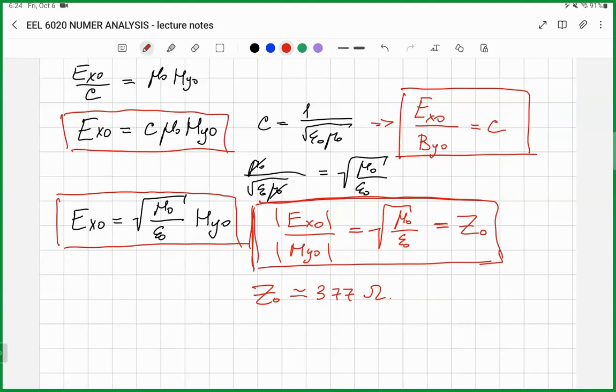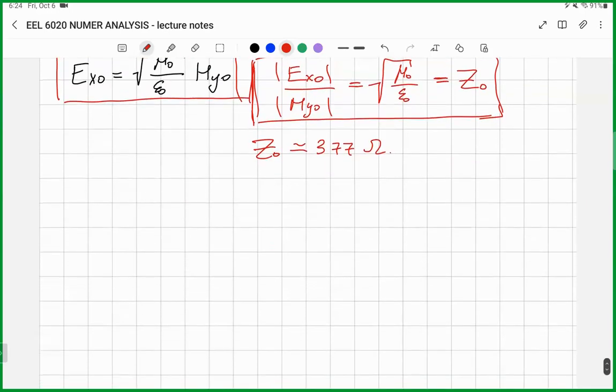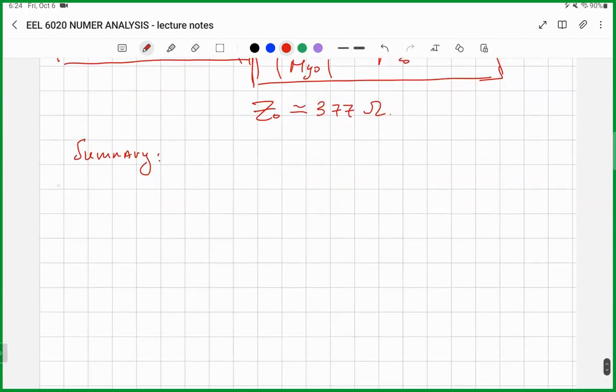So let us maybe write a summary for the plane waves, because this part is kind of important. So the summary. For the summary, first, in plane wave, electric field and magnetic field are orthogonal. Electric field is always orthogonal to magnetic field.